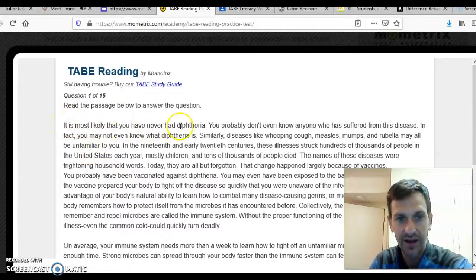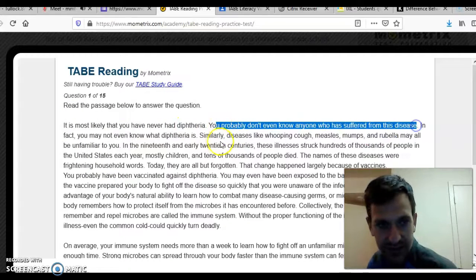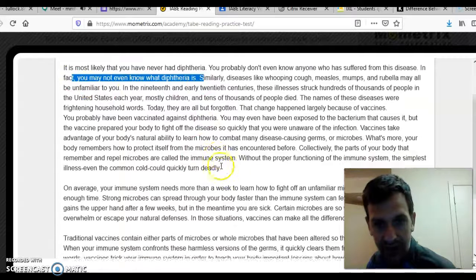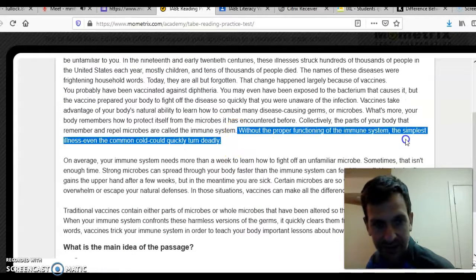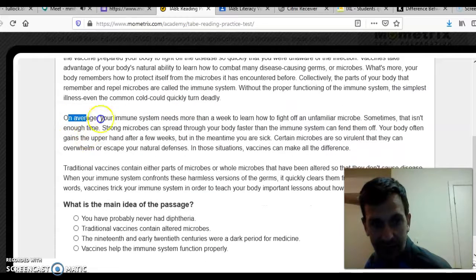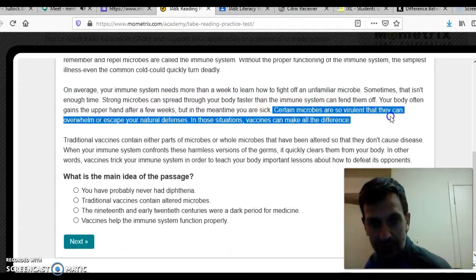It's most likely you've never had diphtheria. You probably don't even know who has suffered from this disease. In fact, you don't even know what diphtheria is. Without a properly functioning immune system, the simplest illness, even a common cold, can turn deadly. On average, your immune system needs more than a week to learn how to fight off an unfamiliar microbe. Certain microbes are so virulent that they can overwhelm or escape your natural defenses.